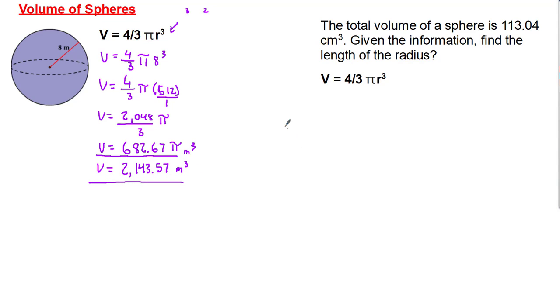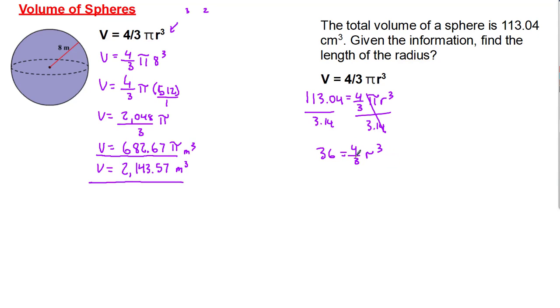Okay? So very straightforward. All you need is the radius, and you need to remember that you're cubing it as opposed to squaring it. Now, if we look right here, the volume is going to be equal to 113.04, and then we have 4/3, and then we have pi r cubed. So what we're going to do is divide by 3.14 on each side. All right? So what that'll give us is 36 is equal to 4/3 multiplied by r cubed.